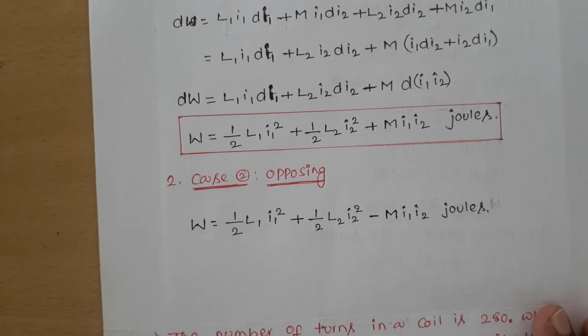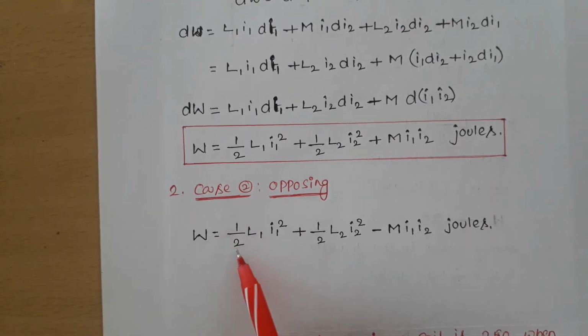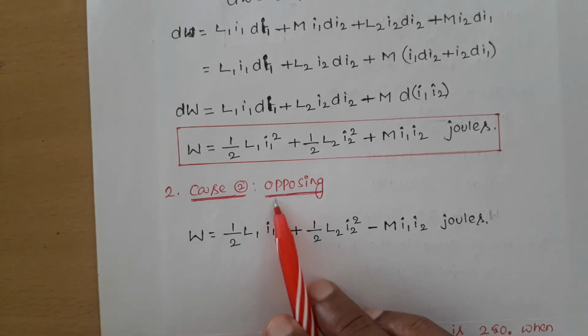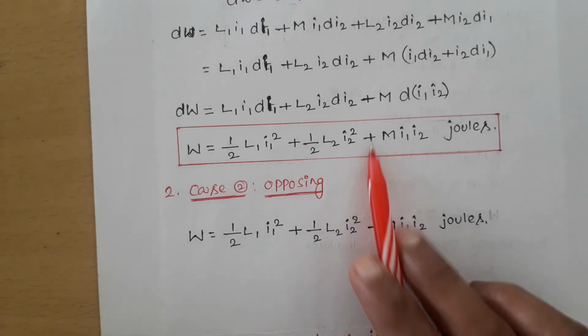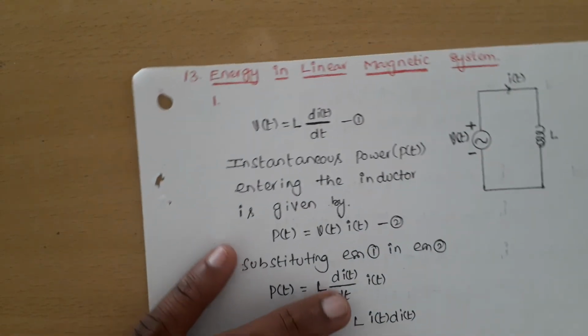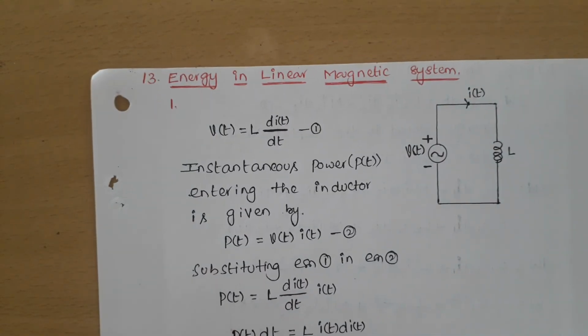Similarly, in the opposing case, the energy stored in the linear magnetic system is W equal to half L1 i1 square plus half L2 i2 square minus M i1 i2 joules. So this is about the energy stored in a linear magnetic system.